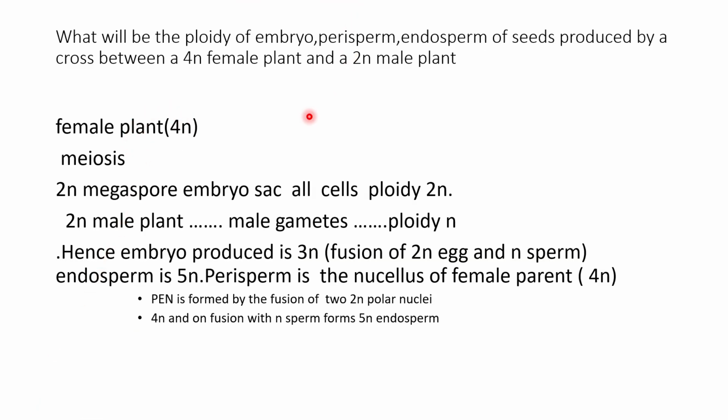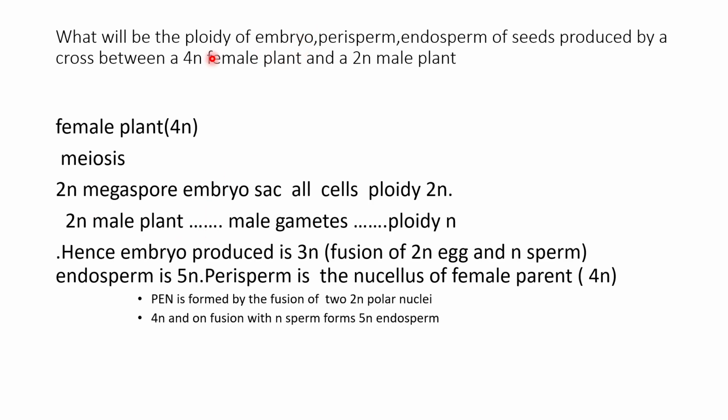The fourth question. What will be the ploidy of embryo, perisperm, endosperm of seeds produced by a cross between a 4N female plant and a 2N male plant? When I say 4N, it's a tetraploid female. And when I say 2N male, it's a diploid male.